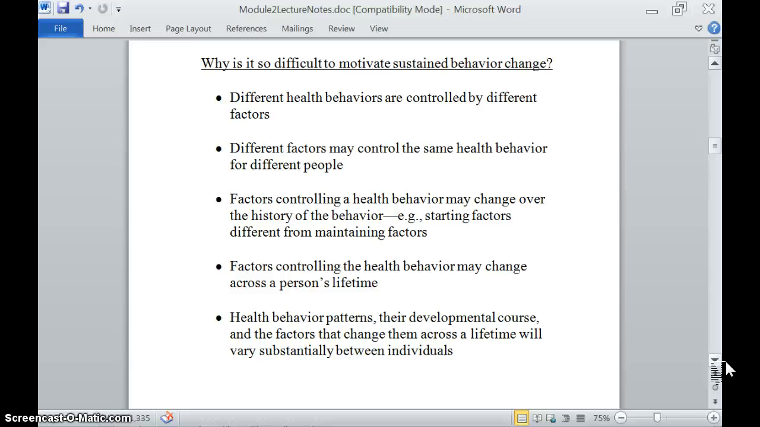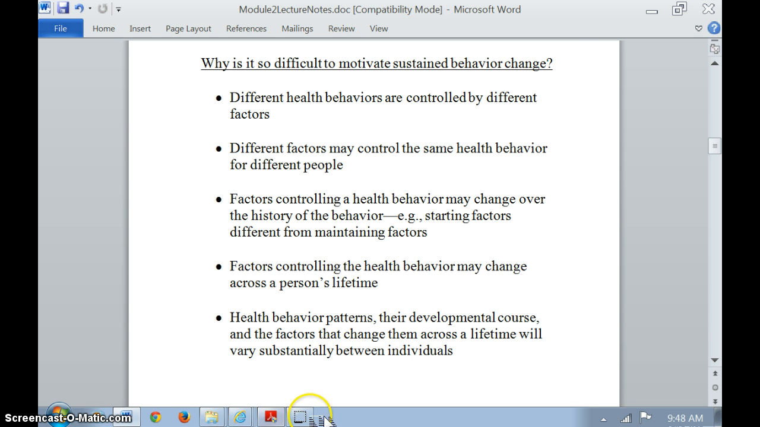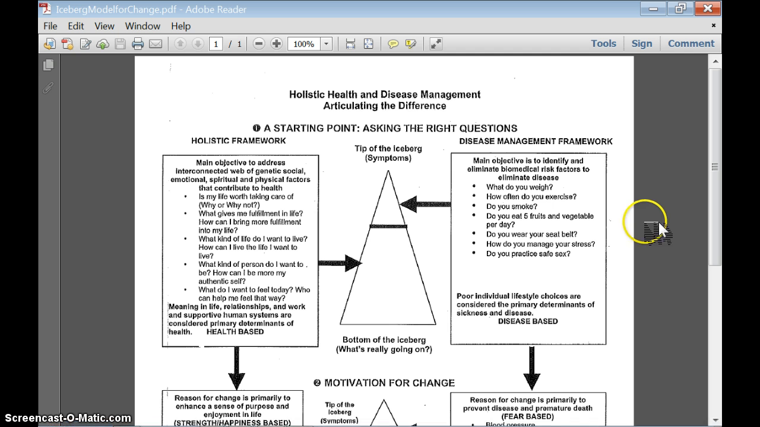And you could go down this list in terms of the complexity. So just providing education and information to people and expecting that they're going to change is probably a fairly simplistic perspective. So we have to go a little bit deeper, and that gets us really into more of the iceberg model. And we'll come back to this at some point when we get near the end of the semester.